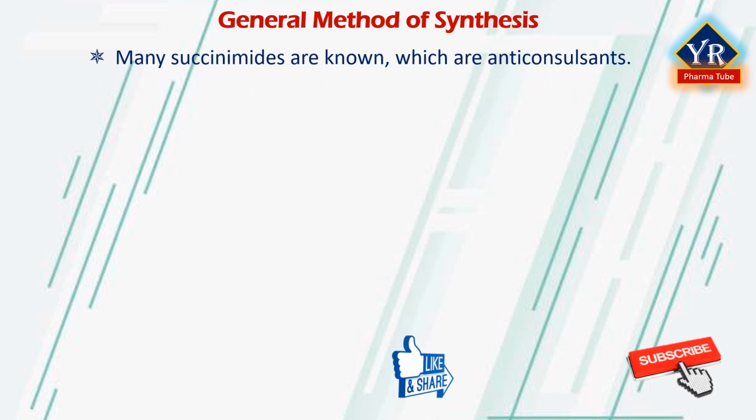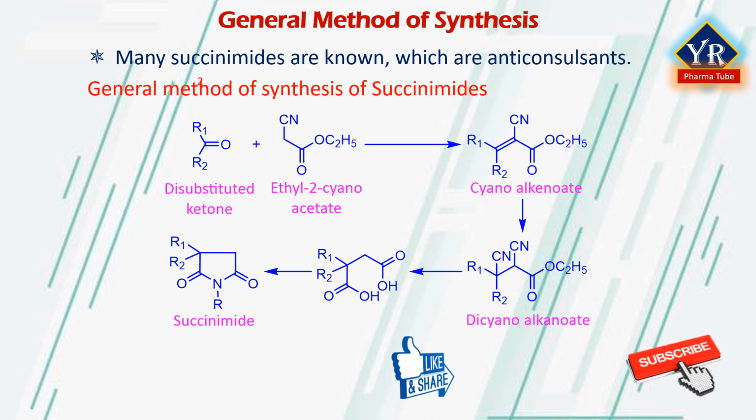General method of succinimide synthesis. Many succinimide derivatives are known which have high anticonvulsant activity. Here is the general method for the synthesis of succinimides. A substituted ketone is initially reacted with ethyl 2-cyanoacetate in the presence of ammonium acetate, which are condensed in a Knoevenagel condensation reaction to form cyanoalkanoate. This is then treated with either hydrogen cyanide or potassium cyanide, which produces a dicyanoalkanoate.